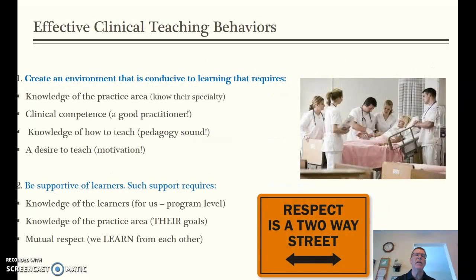Effective clinical teaching behaviors. So create an environment conducive to learning, so I say a culture. So knowledge of the practice area, knowing the specialty, clinical competence, and respect for who we are. So we have to be good practitioners and know our genre. And that's hard sometimes when we're teaching over different genres. That's not always an easy thing to negotiate. And then, knowing how to teach, being fully prepared and motivated to do so for our learners, but we're knowledgeable about them as well and what their needs are.